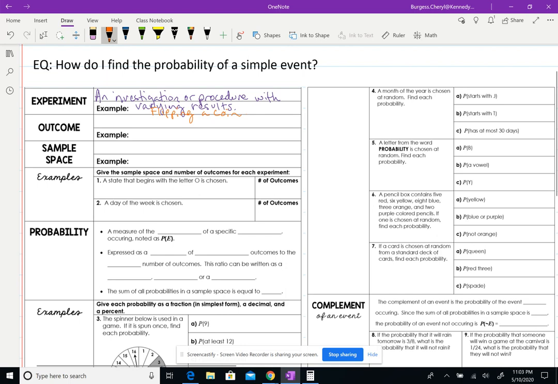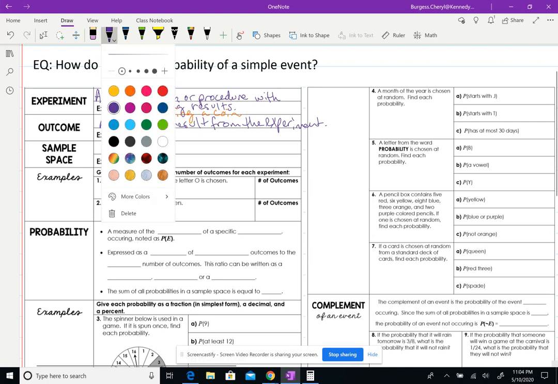So the outcome is a possible result from the experiment. Let's write what an outcome is: a possible result from the experiment. If the experiment was flipping a coin, then the outcome would have to be heads or tails, right? So a possible outcome, we'll say heads.